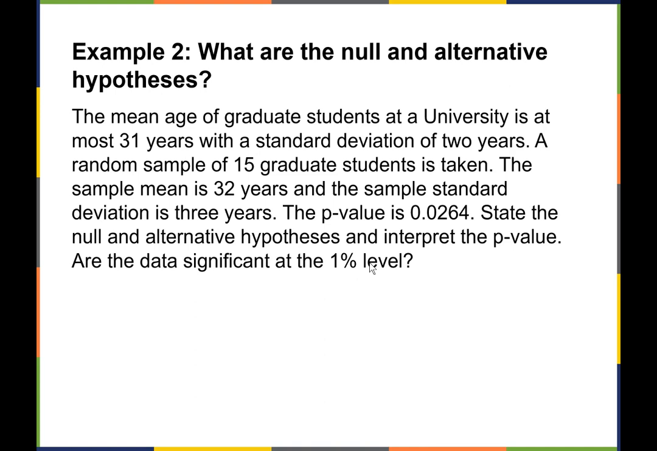Let's start with stating the null and alternative hypotheses. All right, the statement is that the mean age of graduate students is at most 31 years. That means less than or equal to 31. What does less than or equal to tell you? That tells you that's going to be the null hypothesis. So the null hypothesis is that the mean age is less than or equal to 31. And the alternate hypothesis is that the mean age is greater than 31.